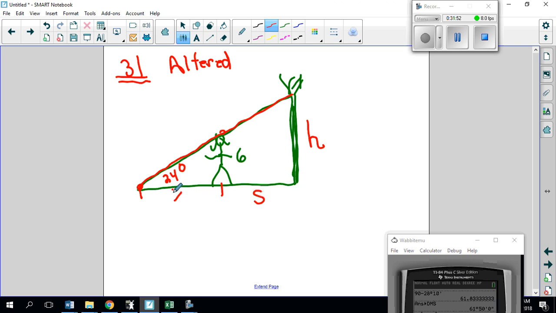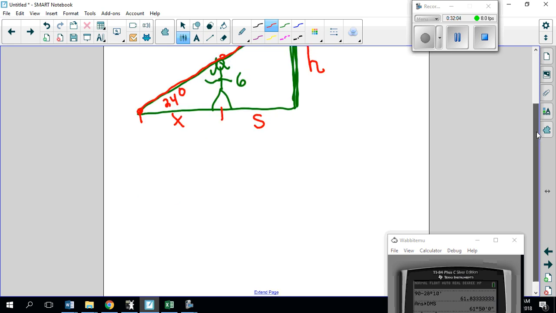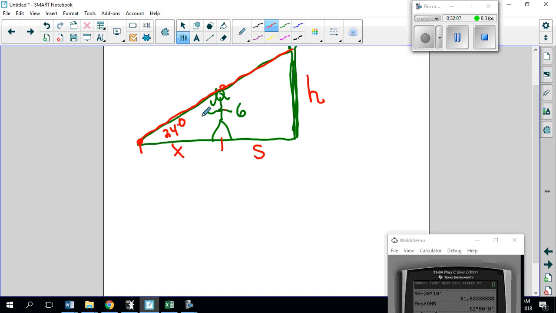So she's some distance x away, and I'm sitting here looking at the problem, and once again, I don't see any hypotenuse action. So what I see is some opposite over adjacent stuff. So tangent of 24 degrees equals 6 over x, but tangent of 24 degrees equals h over x plus s.